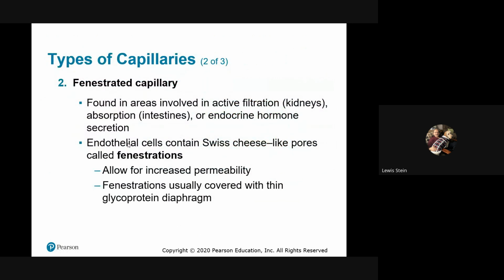Fenestrated means a window, a little hole or an opening. The glands have these, but the kidney is number one for fenestrated capillaries because they filter. It's like having filter paper.